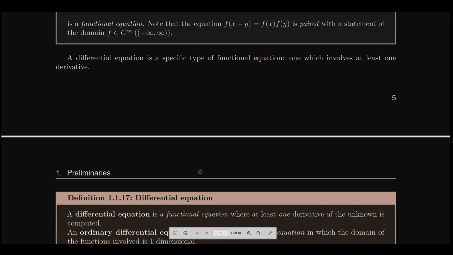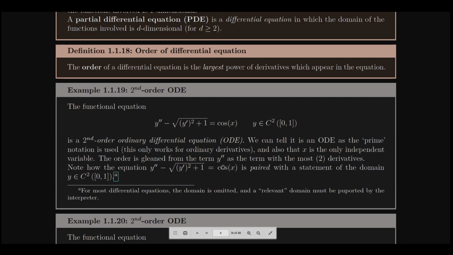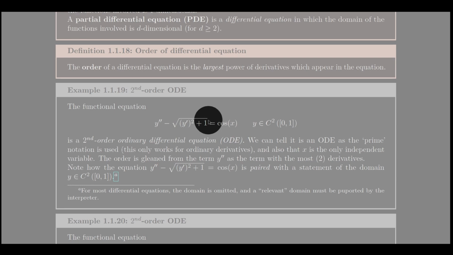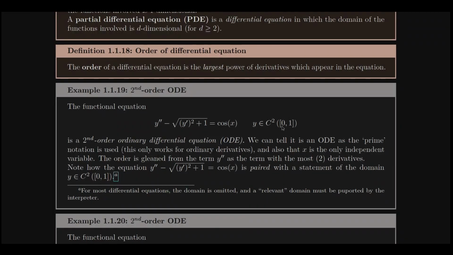And we see that in my examples below. In my examples below, we've got a functional equation here: y double prime minus the square root of y prime squared plus 1 equals cosine of x. I'm looking for y's that are continuous and twice differentiable in the interval 0, 1. This is going to be a second order ordinary differential equation.